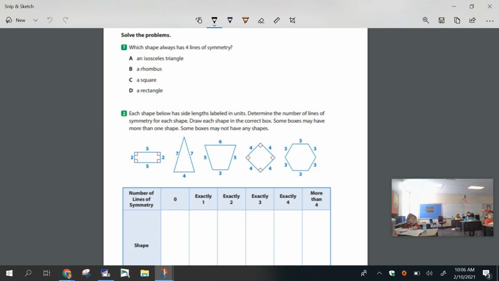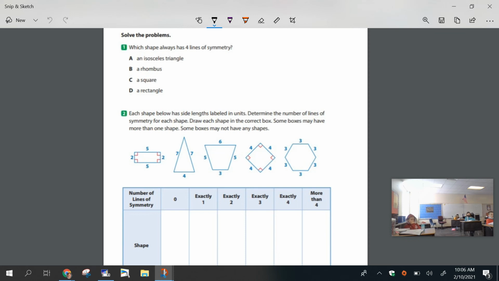I'm going to call on my least favorite person. Normally I do my favorite person in the class. Now I'm going to do my least favorite person in the class. Lily. Lily. A square. Do you agree with Lily? A square is correct. So maybe you're not my least favorite person. So you bumped yourself up one, okay?